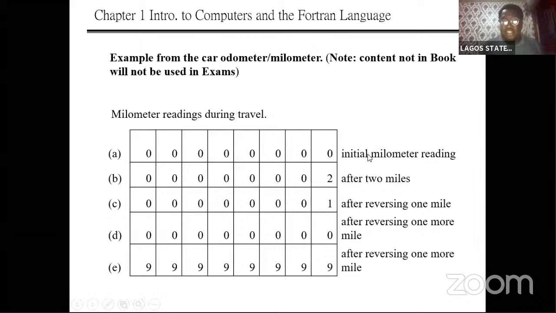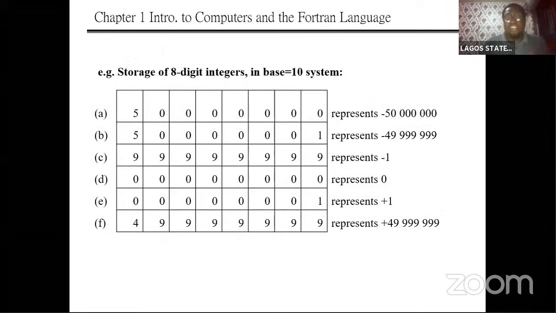And it gives you an initial value, then the values after 2 miles, then the value after reversing some of the forms. So it gives you the values as you use the car. The odometer readings continue to update themselves. So as you use the car, as you move from one point to the other, the readings change, and these readings are recorded, and the cumulative value is generated.